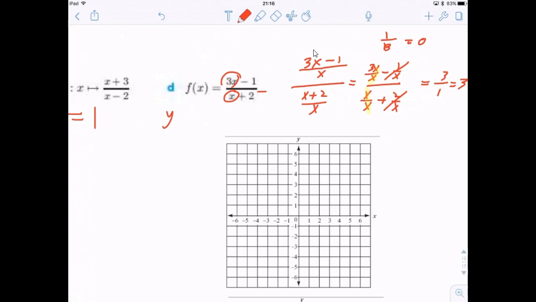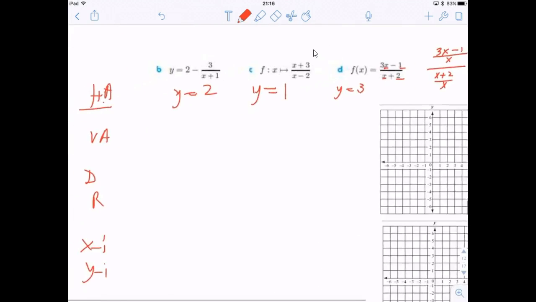But what about the negative 1 and the 2 here? Basically, the argument is, if I make x big enough, like if I put a million in there, it's not going to really matter that I'm subtracting 1 on the top and adding 2 on the bottom. It's pretty much 3 times a big number divided by a big number, right? Okay, so the horizontal asymptote in this case is y equals 3.